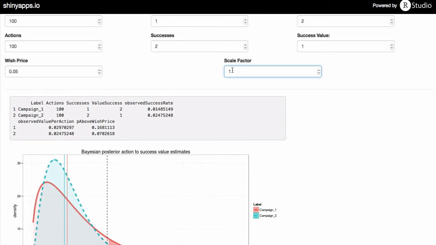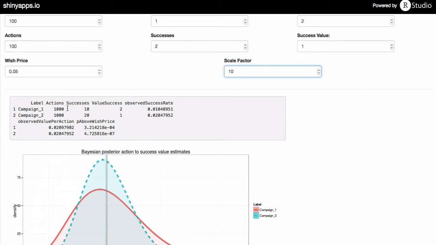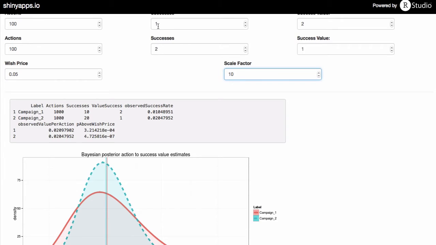Suppose instead we had sent out 1,000. We can simulate that by upping the scale factor. Now, the campaigns are actually 10 times as big. So when we sent out 100 actions, we recorded 1,000. When we recorded one success, we record it down here as 10. So this is a new result that we don't quite have yet: if we'd run a 10 times larger campaign and things had come out exactly in the ratios we saw before, what would that experiment look like?